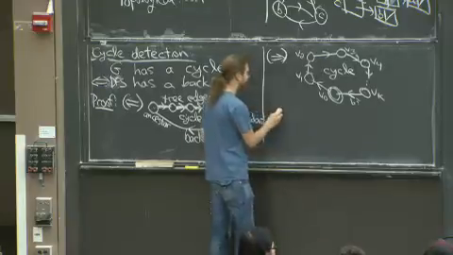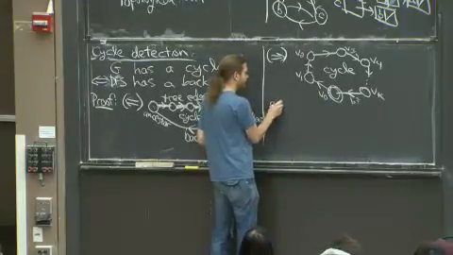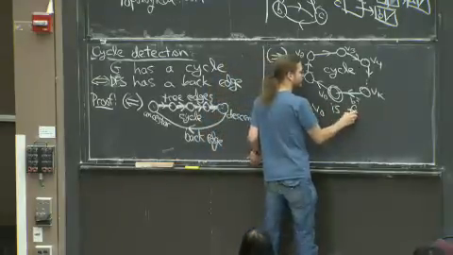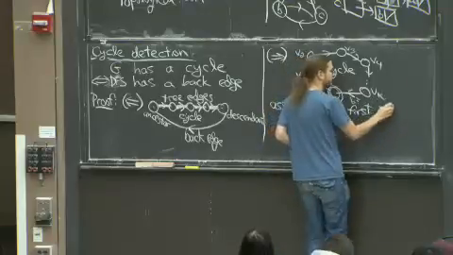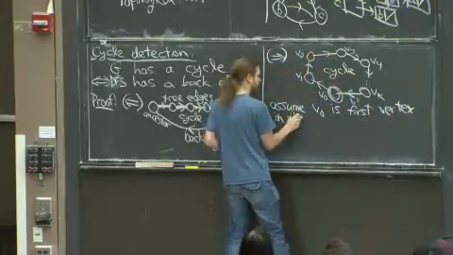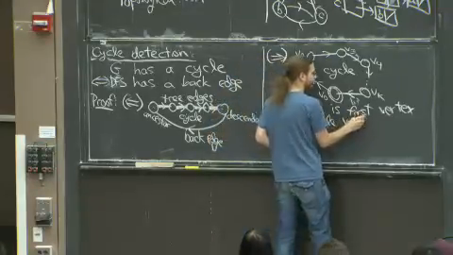The first vertex that gets hit. Good. So I'm going to start the numbering, V0. Let's assume V0 is the first vertex in the cycle visited by the depth first search.